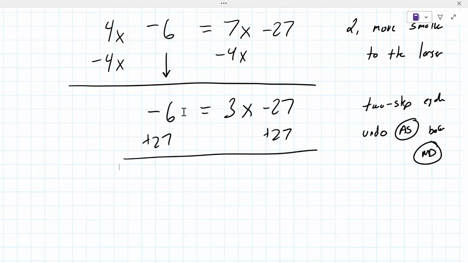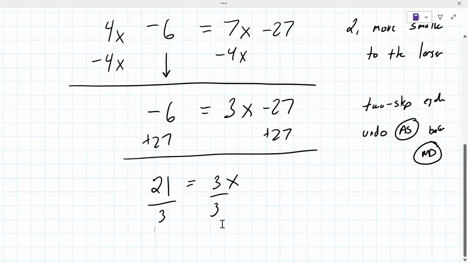21. 21 equals 3x. Okay, and then what is the math operation between the 3 and the x? They're squeezed together there. Could you repeat that? What's the math operation between the 3 and the x? You divide the 3. Yes. Very good. So what is the final answer?